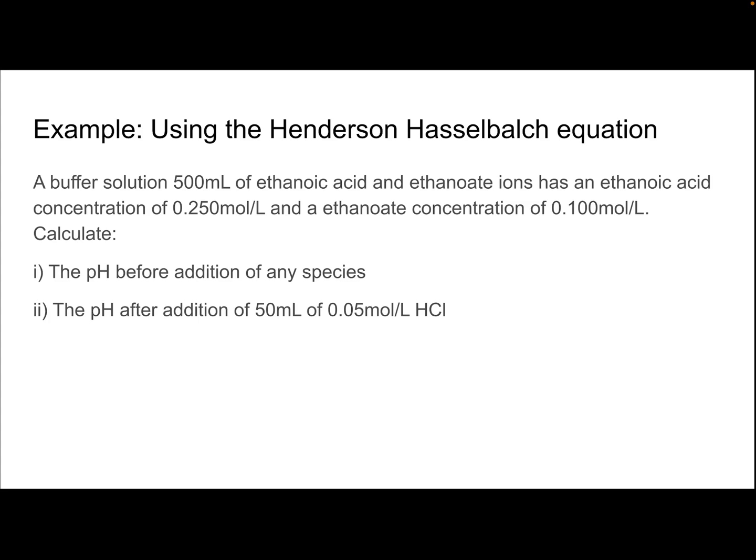We look at a buffer solution of 500 milliliters of ethanoic acid and ethanoate ions. It has an ethanoic acid concentration of 0.250 mol per liter and an ethanoate concentration of 0.1 mol per liter. Question 1 is to calculate the pH before any addition of any species, so just calculate the pH as it is right now. Question number 2, calculate the pH after the addition of 50 milliliters of 0.05 mol per liter HCl. Just pause the video and try to give this question a try.